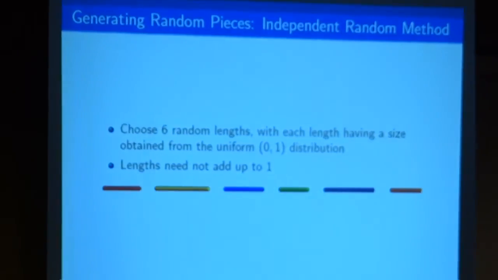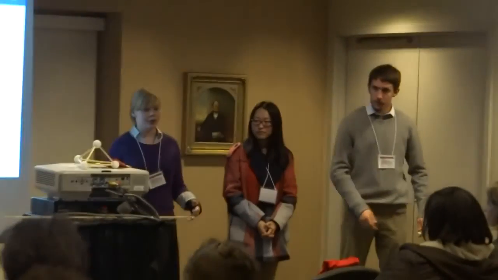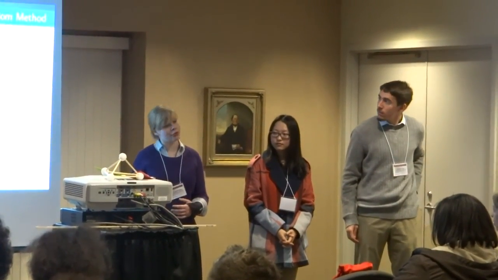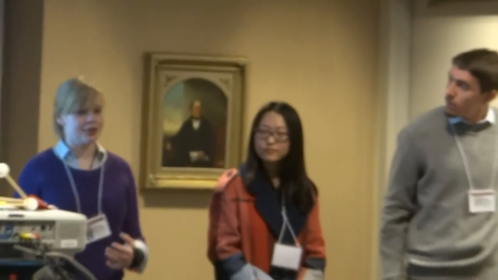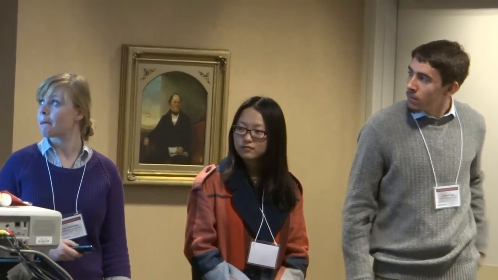Finally, we have the independent random method. In this method, you don't start with a stick of length 1. You actually choose 6 random lengths from a uniform 0-1 distribution, which basically means that you choose any length between 0 and 1. These don't have to add up to 1. And so then you have 6 random pieces.